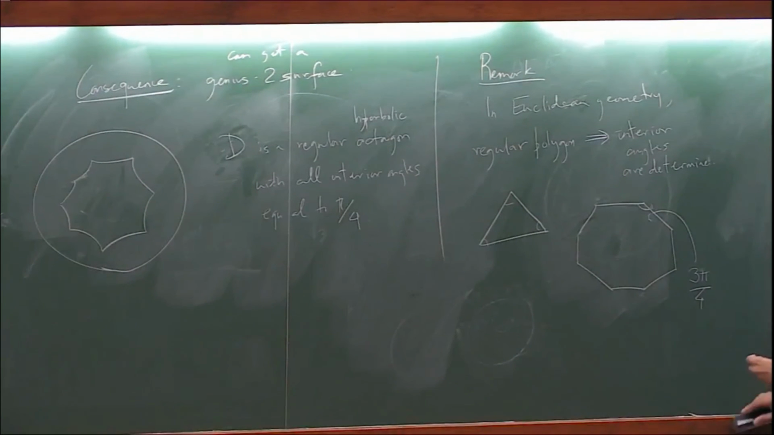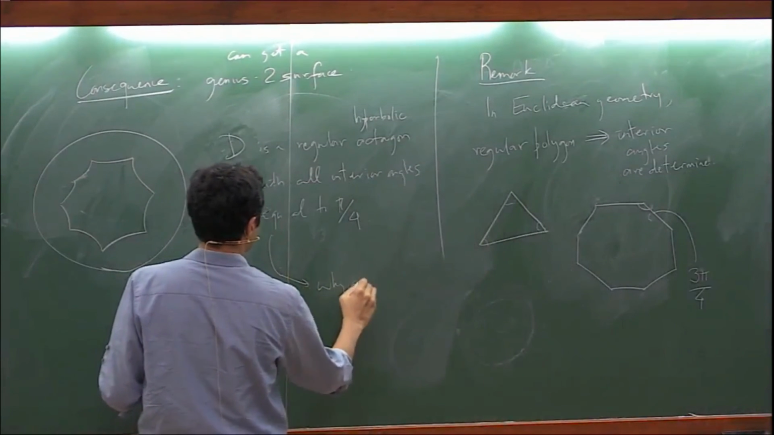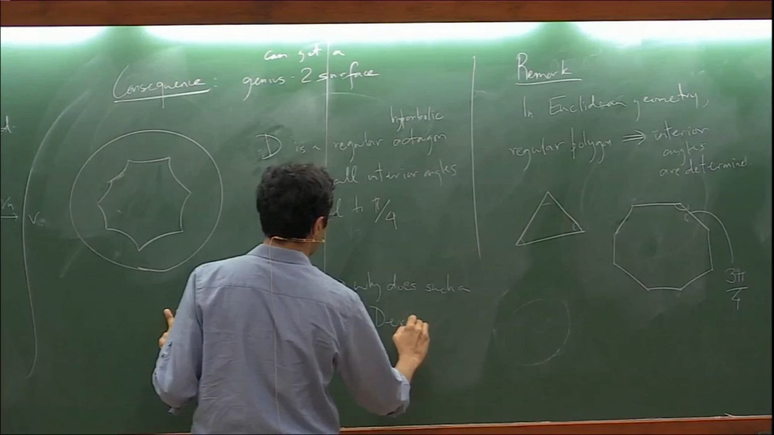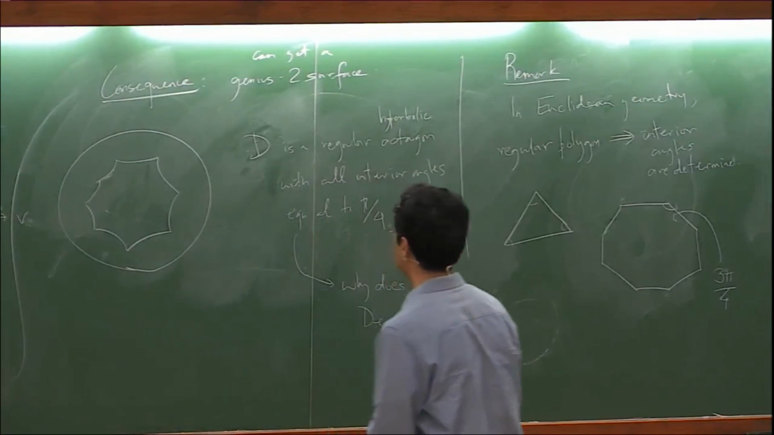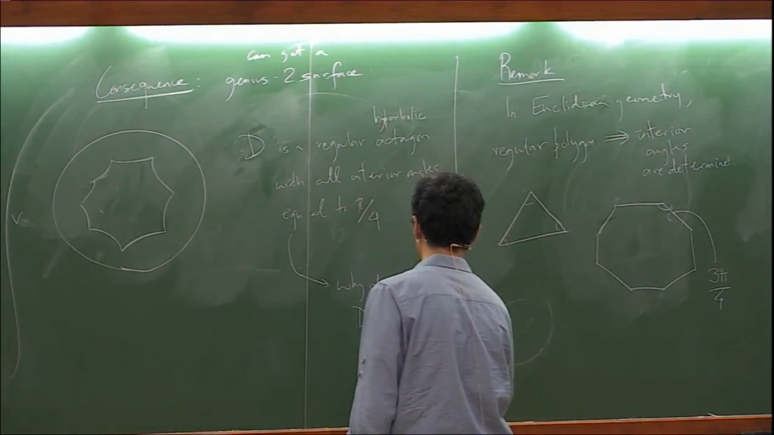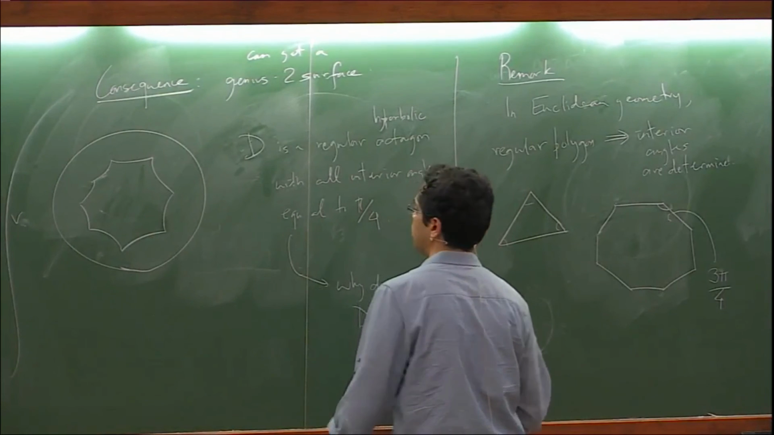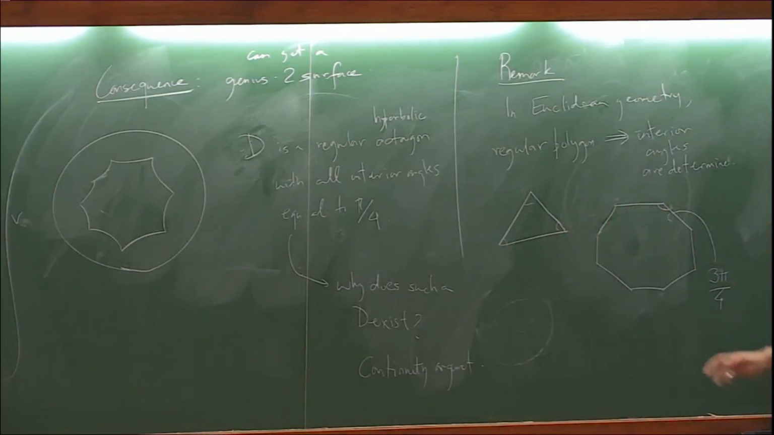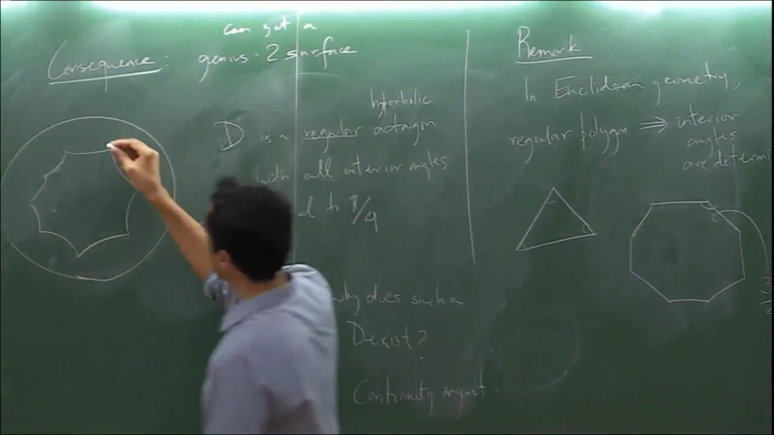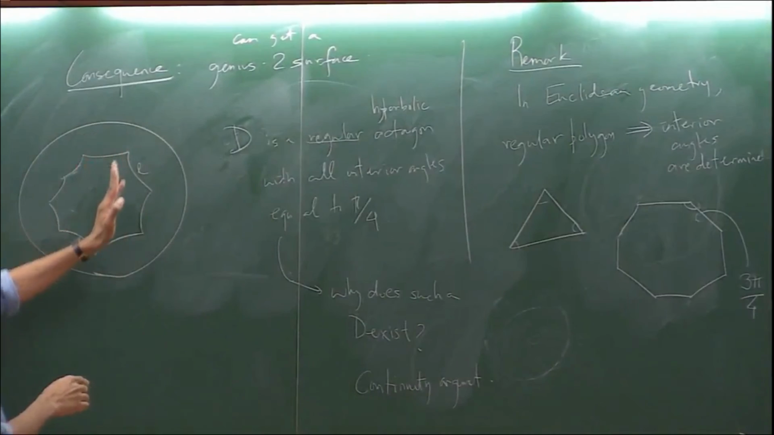But why does such a D exist? Well, the answer is a continuity argument, so let me just say what it is. This regular hyperbolic octagon has a side length associated with it, the length of the side, which is all the same.